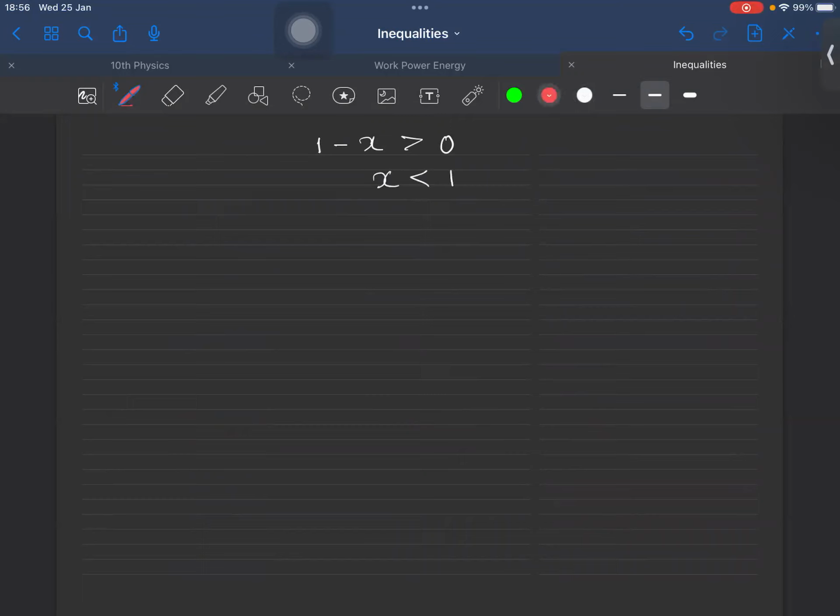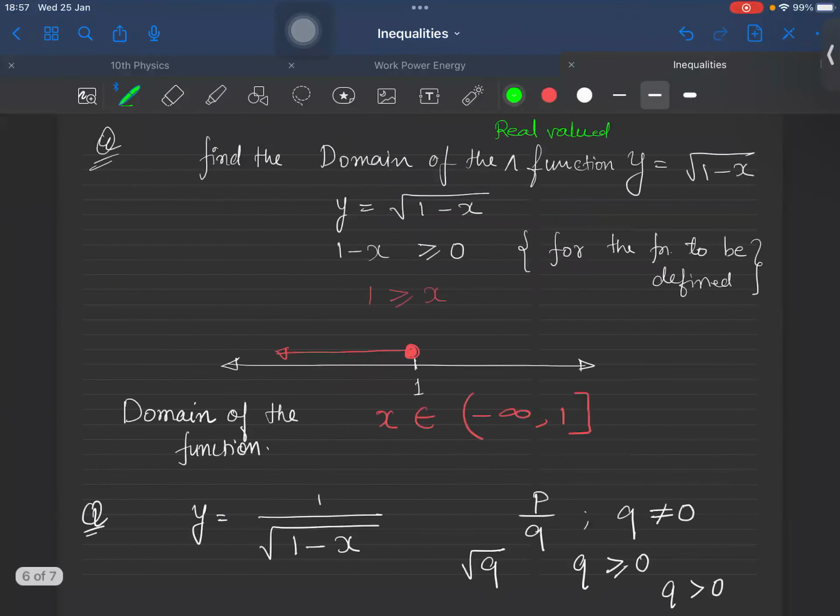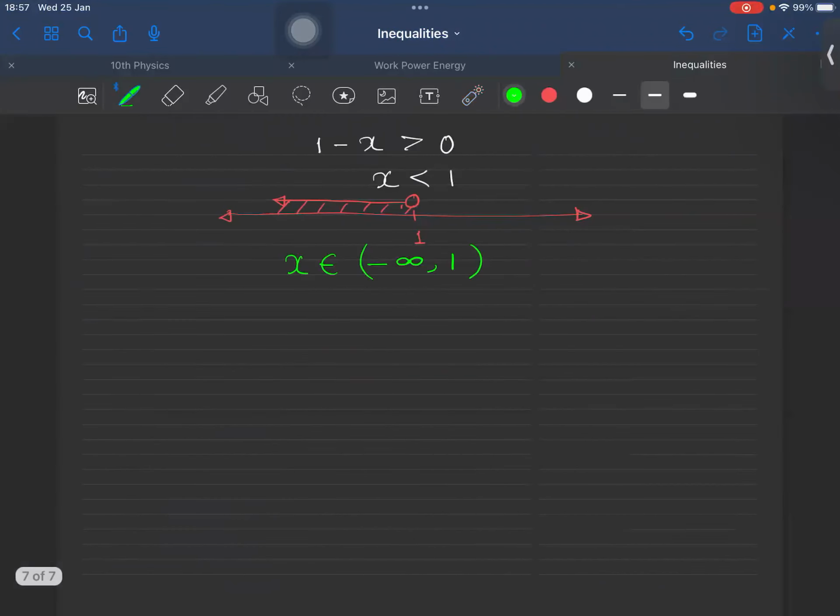Okay, so again in the number line, how we'll represent it? So x critical point is 1. We'll use an open circle. So these are all the possible values where the function is defined. So you'll write the domain is x belongs to negative infinity to 1 with open bracket. See, in infinity we will always put open bracket because it is not defined. Hopefully this is clear to you now.